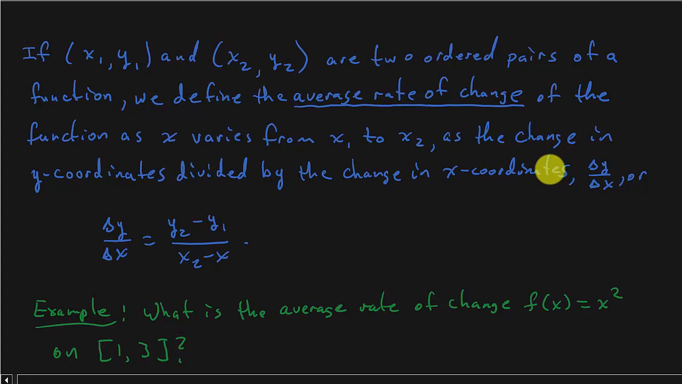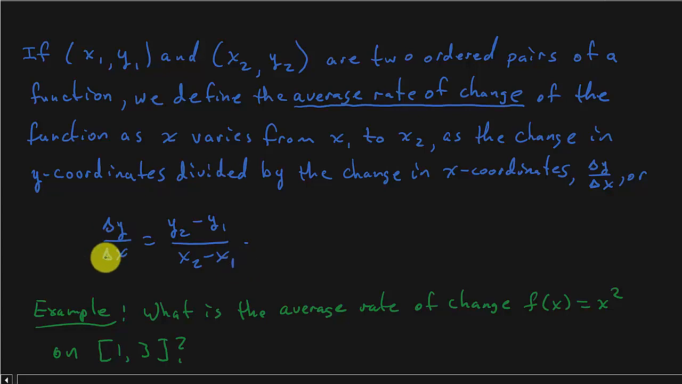All right, so what about this? If x1, y1 and x2, y2 are two ordered pairs of a function, we define the average rate of change of the function as x varies from x1 to x2 as the change in y coordinates divided by the change in x coordinates. The change in y over the change in x is equal to y2 minus y1 over x2 minus x1.